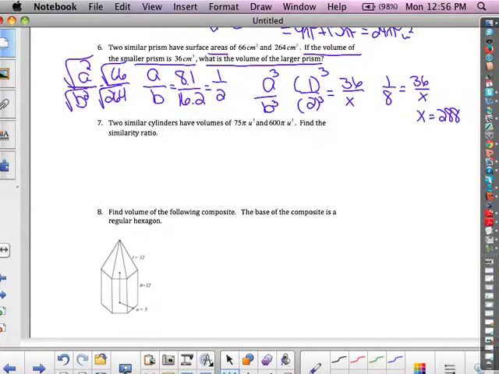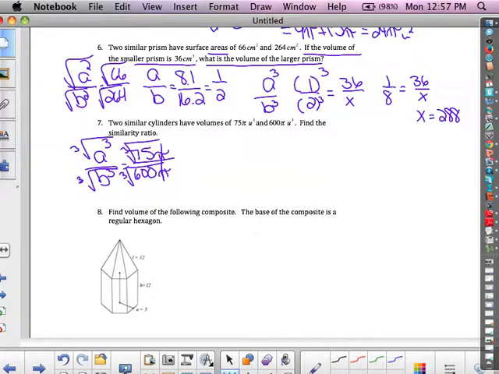Okay, number 7, two similar cylinders have volumes of 75 pi and 600 pi respectively. Find the similarity ratio. You know that A cubed to B cubed is 75 pi over 600 pi. You can cancel the pi's because pi over pi is 1. Then take the cube root of each of those terms.